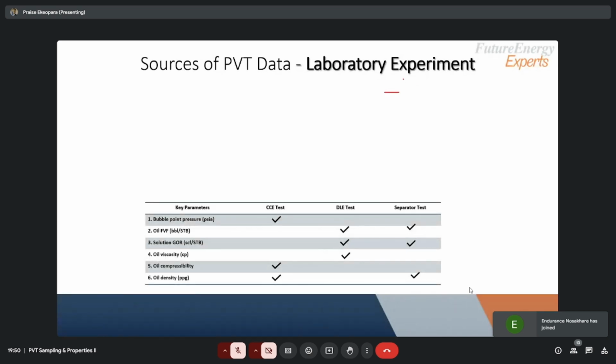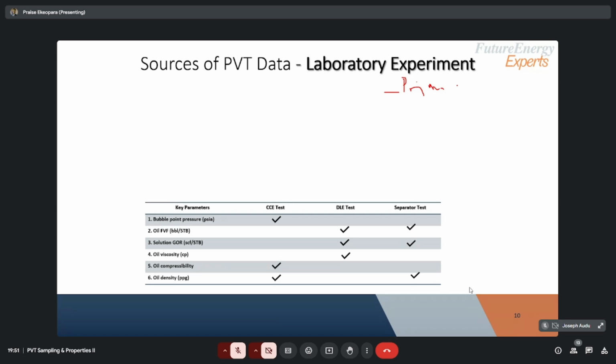The first one is called the primary experiments. The primary experiments are those experiments that we usually take in the field, right? It can be that we want to calculate the producing gas oil ratio, or we want to check the density of the oil we are producing, or we want to confirm something from that well we are producing from, right? Those kinds of lab experiments are called primary experiments, right?